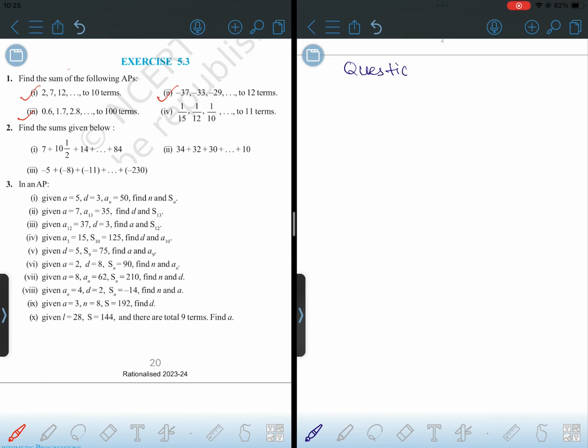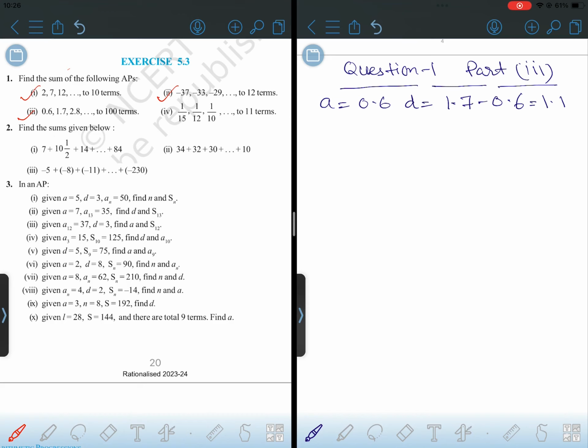Question number 1, part third, right? For this, the value of a is given as 0.6. The value of d is again found by subtracting a2 minus a1, that is 1.7 minus 0.6. Till now we have solved so many questions in the previous exercises, so I'm pretty sure that you are very clear on how to find the common difference, right? There should not be any confusion in this concept because it's a very basic concept in regard to the AP.